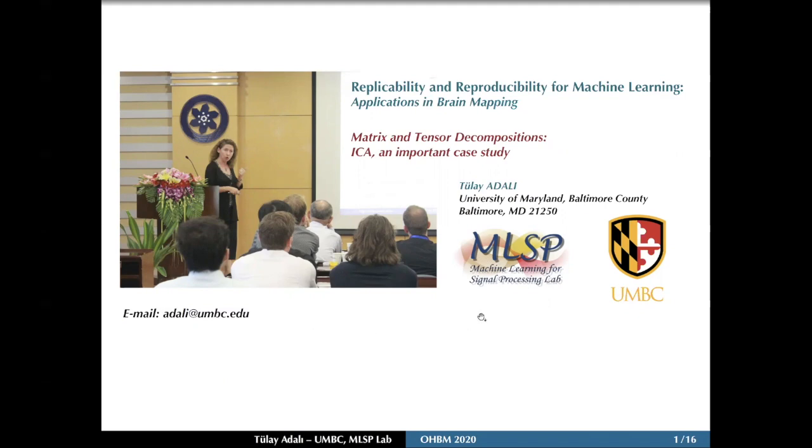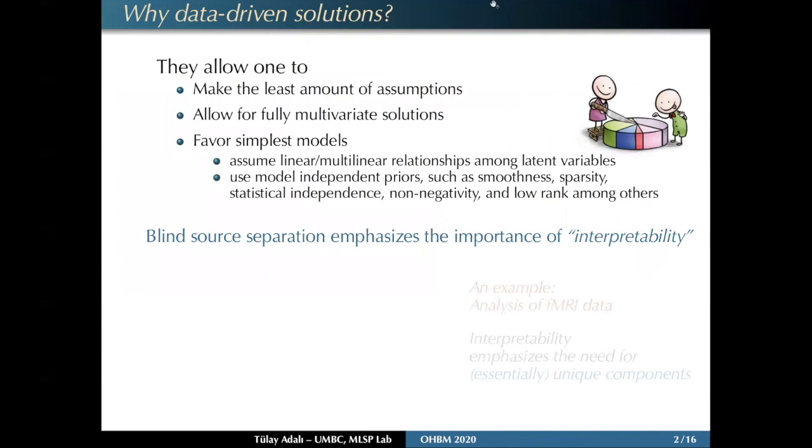So to start, first, the question: why data-driven techniques? It's quite obvious. They allow us to make the least amount of assumptions because we don't really know, if this is a multi-set scenario, what the interactions are. And with a data-driven solution, we can be fully multivariate, and we can also start with simpler models, assuming linear and multilinear relationships.